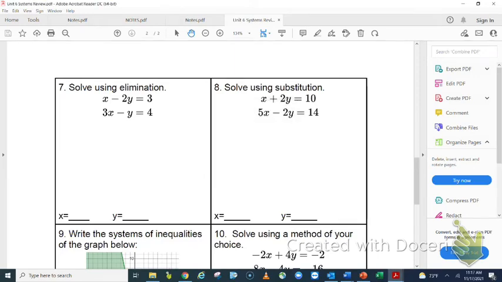All right, solve using elimination. That means that I'll need to add my equation straight down in hopes that something eliminates. Well, if I did that right now, nothing would happen. So I'm going to multiply this equation by negative 2 to eliminate y.